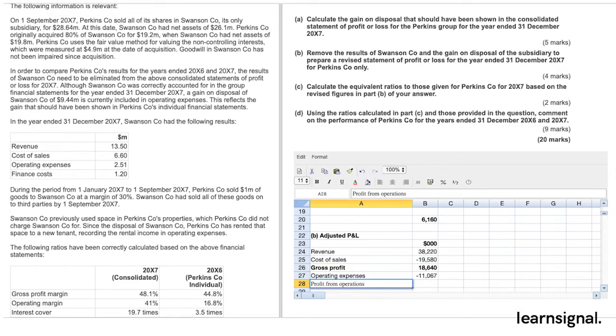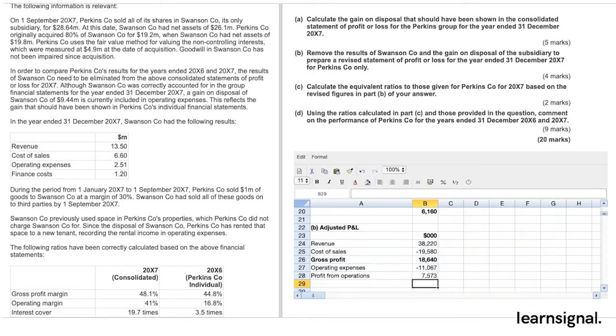Your profit from operations is your 18.6 million minus your 11 million. The last thing you really need is, as you look down through the ratios at the bottom of the question, you'll see that you have gross profit margin, operating margin, but also interest cover. So you need to calculate your finance costs. Your finance costs, again, similar to all the other formulas, are 960. Again, that's from the question.